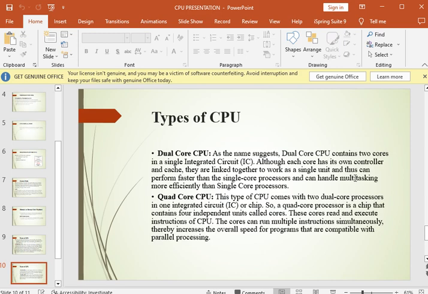This type of CPU comes with two dual core processors in one integrated circuit or chip. So a quad core processor is a chip that contains four independent units called cores. These cores read and execute instructions of the CPU. The cores can run multiple instructions simultaneously, thereby increasing the overall speed of the programs that are compatible with parallel processing.